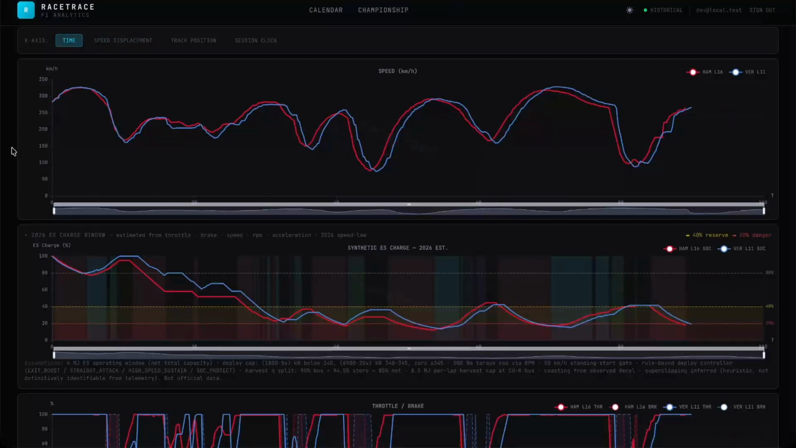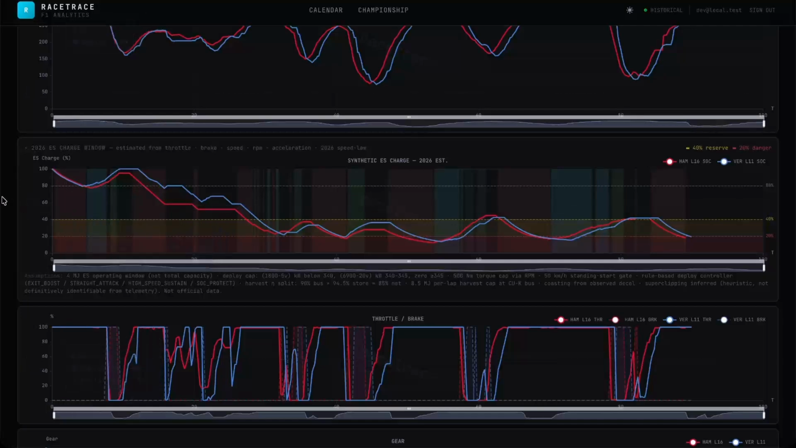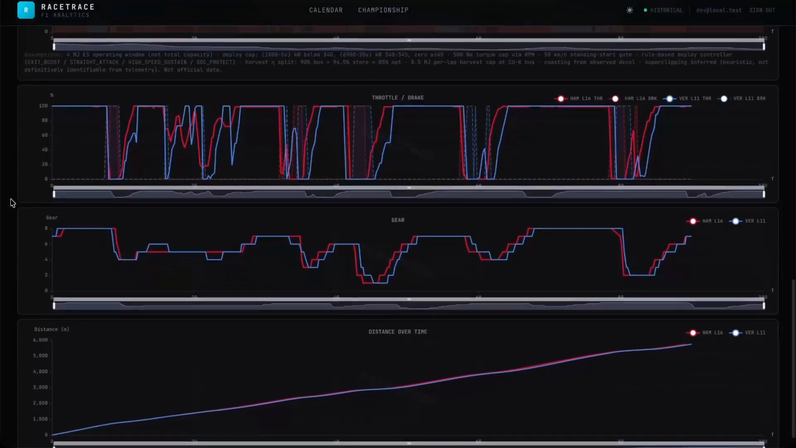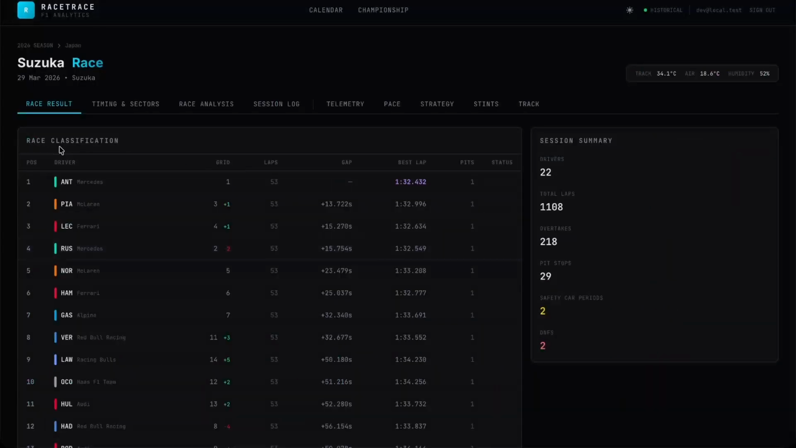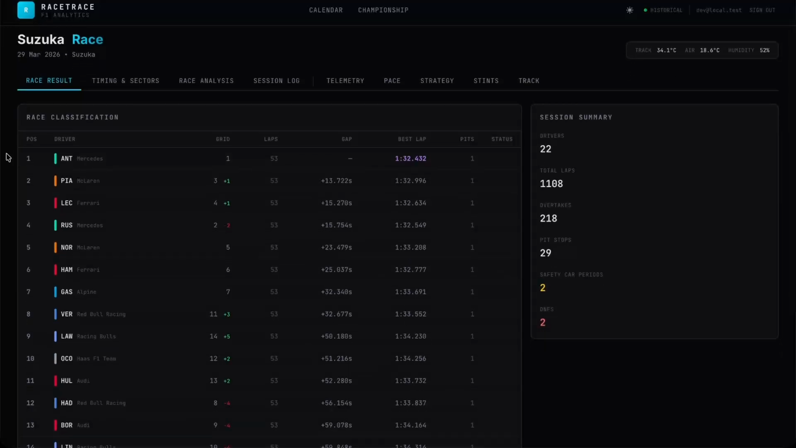We can compare the estimated battery state of charge, although you only see the engine mode for the first driver. And we can compare throttle over brake and gear as well. We also get a distance over time displacement. If we move on to the race, we get even more details about how the race unfolded.